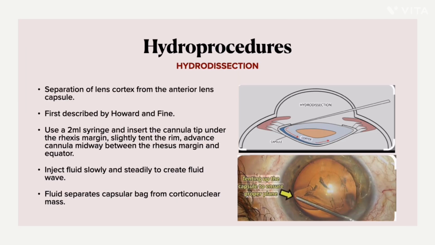Moving on to hydrodissection, which is separation of the lens cortex from the capsule, which facilitates the nucleus's mobility. It is performed using a 2 ml syringe with a cannula inserted under the rhexis edge. We slightly tent the capsule, advance the cannula towards the equator and inject fluid slowly and steadily to create a visible fluid wave, and this wave helps separate the corticonuclear mass from the capsular bag. Very important, proper hydrodissection ensures easy nucleus rotation and safer surgery.